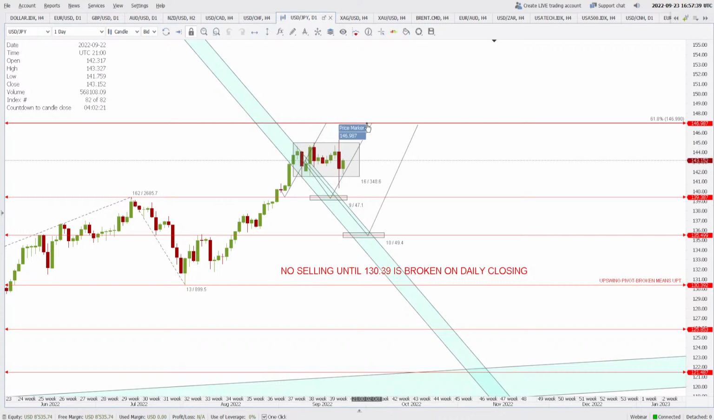I want the price to come close to my level, either the resistance level or the support level. If I want to buy this market, I want it close to the support level. If I want to sell it, I want it close to the resistance level. I don't want to sell or buy in this area. No.